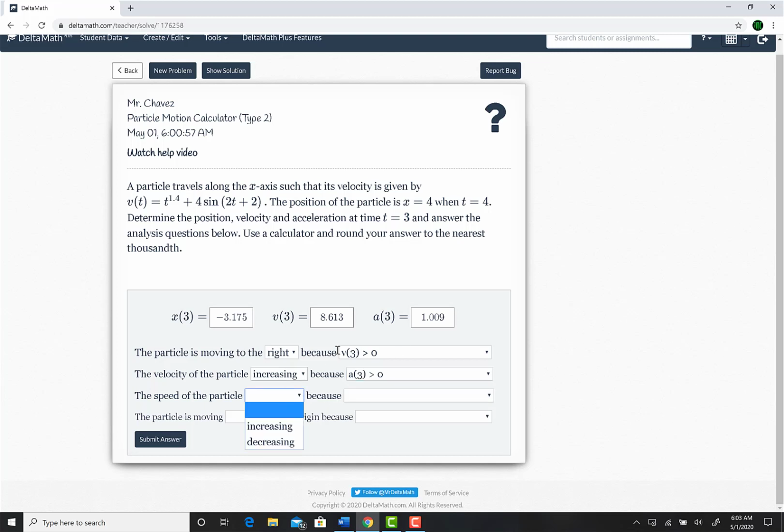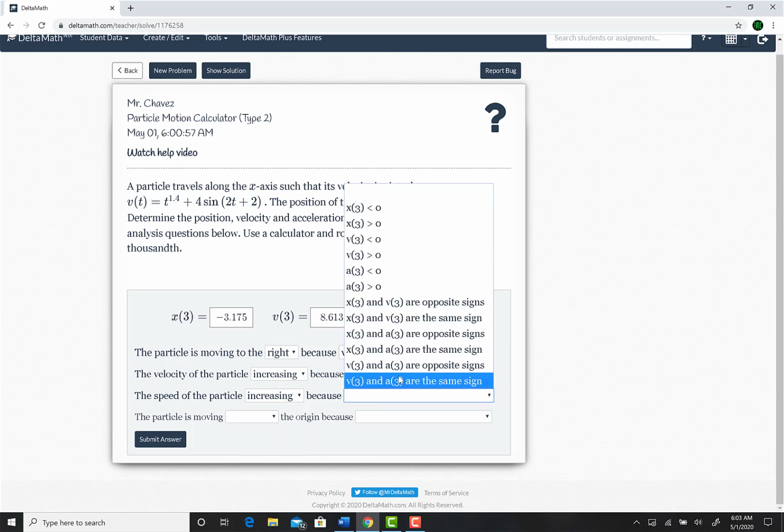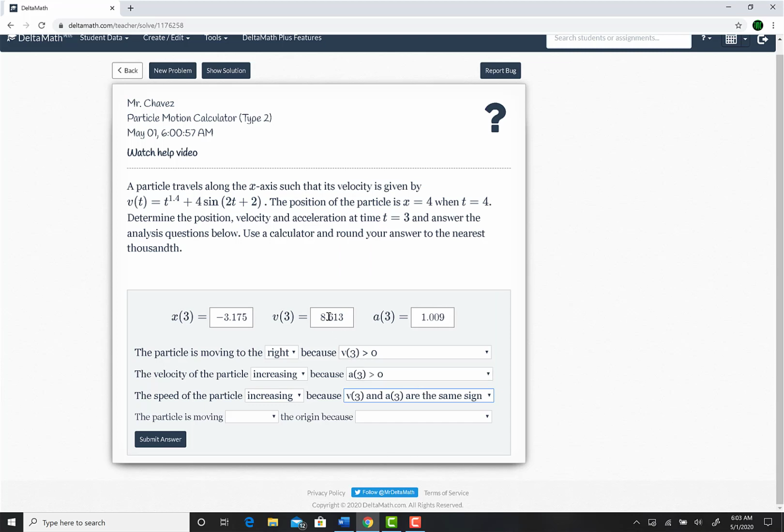The speed of the particle. Okay, my velocity is positive, my acceleration is positive, so that means I'm speeding up. So the speed of the particle is increasing because the velocity and acceleration have the same sign. So I'm going to look for that. Velocity and acceleration are the same sign. Perfect. So this one's positive, that one's positive, so the particle is increasing in speed.